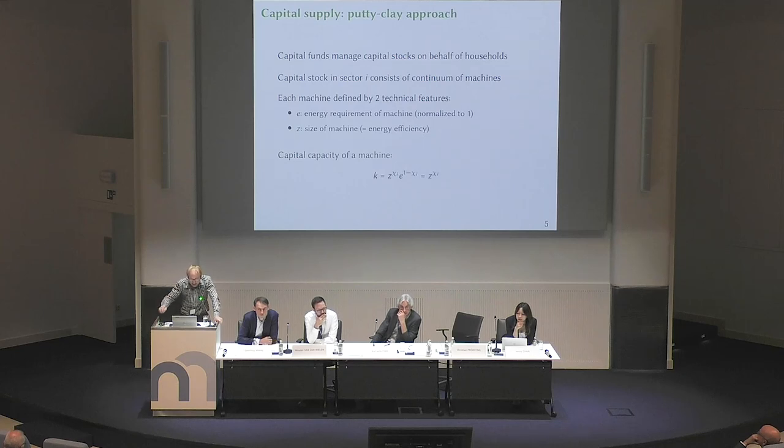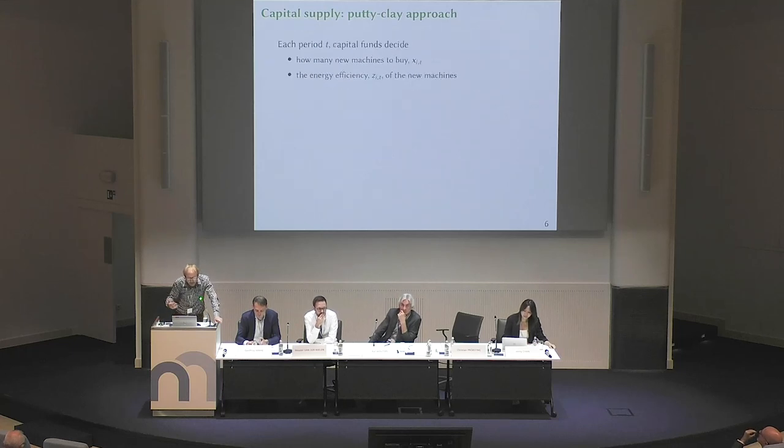Okay, I can normalize the energy requirement to one, so every machine uses one unit of energy, and so the bigger the machine, the more capital capacity it produces for one unit of energy. And so the size of the machine is basically the energy efficiency of the machine. Each period, the capital firm has to decide how many new machines to buy, and the energy efficiency of the new machines. And as the price of energy fluctuates, they're going to either opt for very few but energy efficient machines if the price of energy is high, or if the price of energy is low, they're going to buy a lot of machines that are very energy intensive.